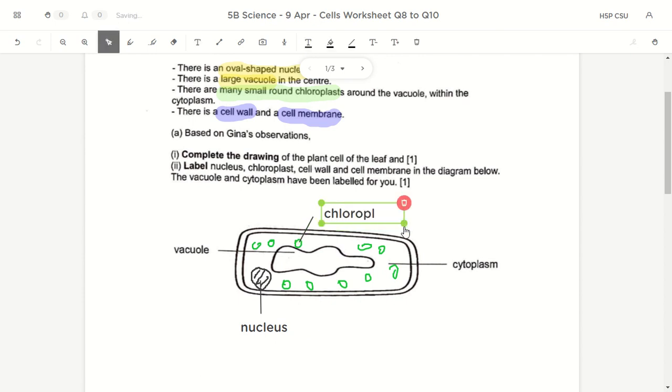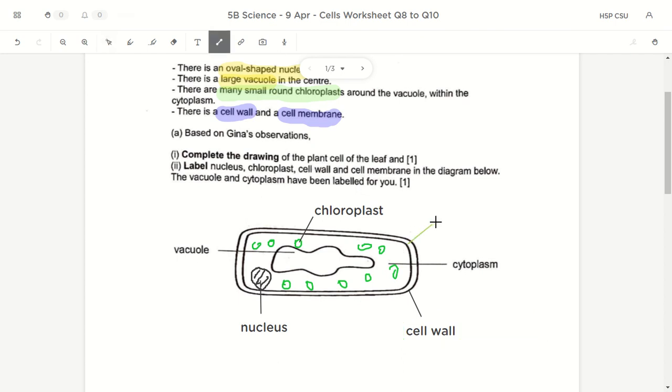So chloroplast is here, in your cell wall. So let's label our cell wall. Draw in a line. This is my cell wall, the outside one. And then after that, my cell membrane. So let's draw a line. This is my cell membrane, the inside one, the inside line. So let's label them. Cell membrane. Alright. Anything else? Nah, that's it.